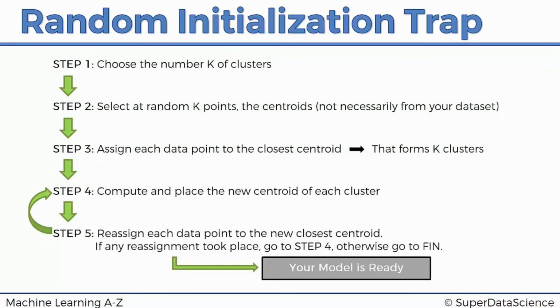Again, we're going to go through the steps that we discussed in the previous tutorial. We choose the number of clusters, which is 3. We select at random 3 points, which will be our centroids. We assign each data point to the closest centroid, which forms k clusters. We compute and place the new centroid for each cluster, thinking in terms of center of mass or center of gravity. Step 5 reassigns each data point to the new closest centroid. If any reassignment took place, we return to step 4. Otherwise we go to the end because the model has converged. So these are the steps we discussed previously. Let's have a look at them in action.